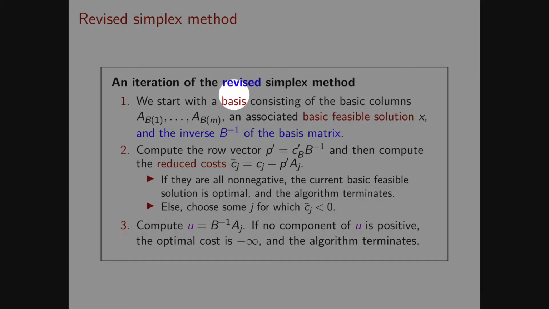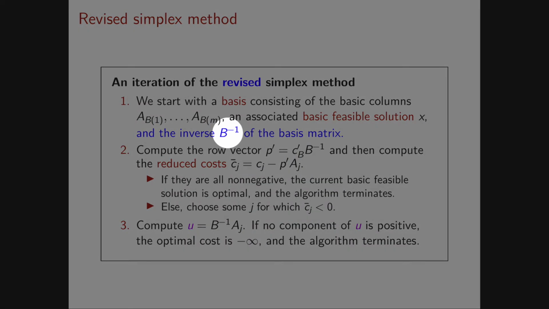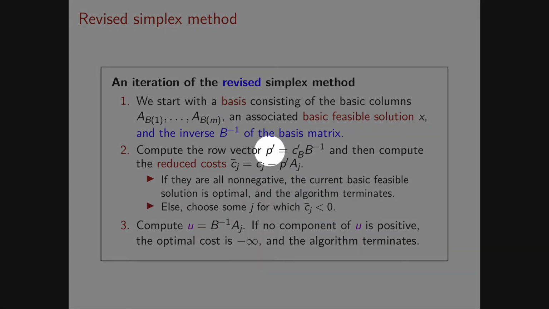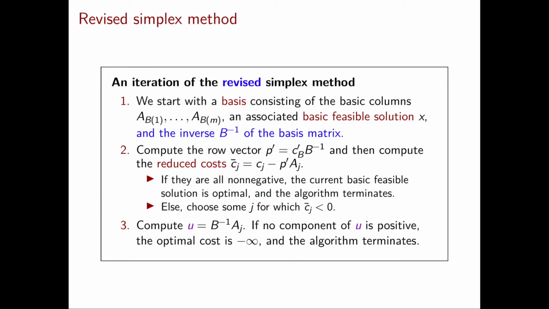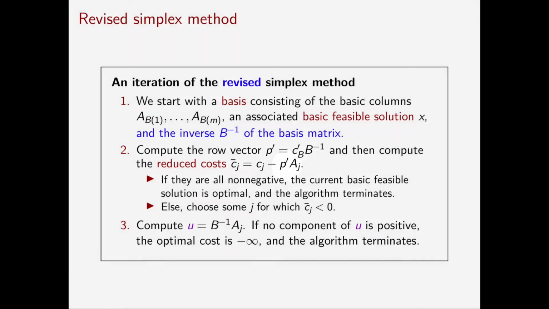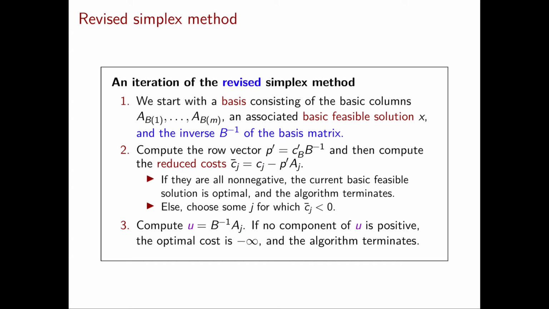We start with the basis, consisting of the basic columns AB1 until ABM. Then we have the associated basic feasible solution X and the inverse of the basis matrix B inverse. Now we can compute the vector P of the simplex multipliers using the formula P transpose equal to CB transpose B inverse. And in turn, we can use the vector P to compute all the reduced costs, C bar j equal to Cj minus P transpose Aj. If all the reduced costs are non-negative, then the current basic feasible solution is optimal and the algorithm terminates.